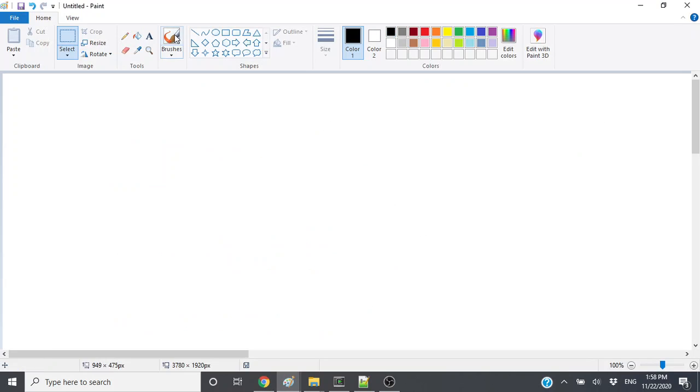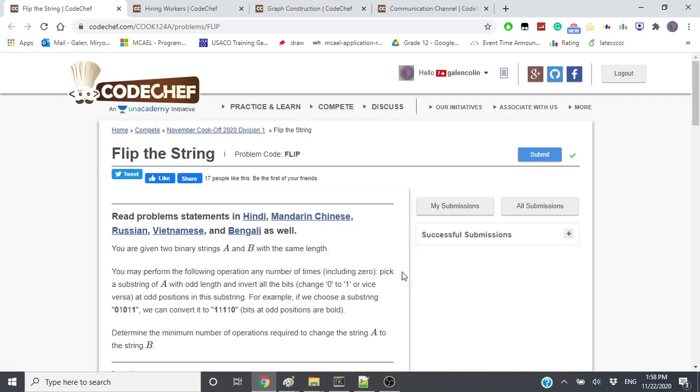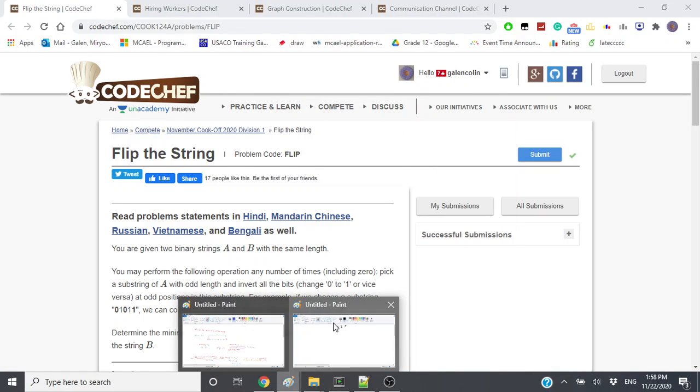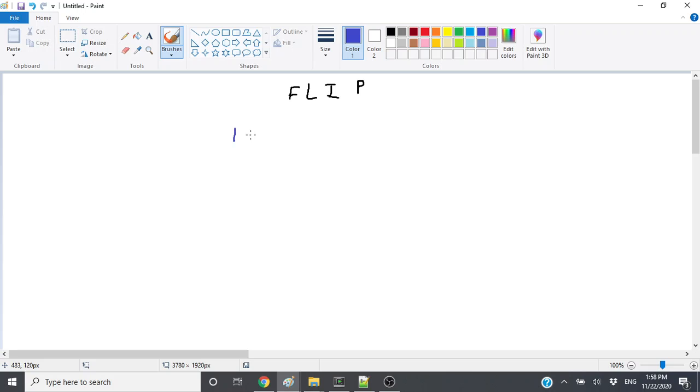All right, so this is the second problem, called flip. Essentially, you have two strings. I'll make one of them red, and the other will be blue. 0111001, why not? And basically, in one move, you can pick a substring of odd length of the first string, and then flip all of their characters to the opposite. So for example, this would become a 1, this would become a 1, and this would become a 0.